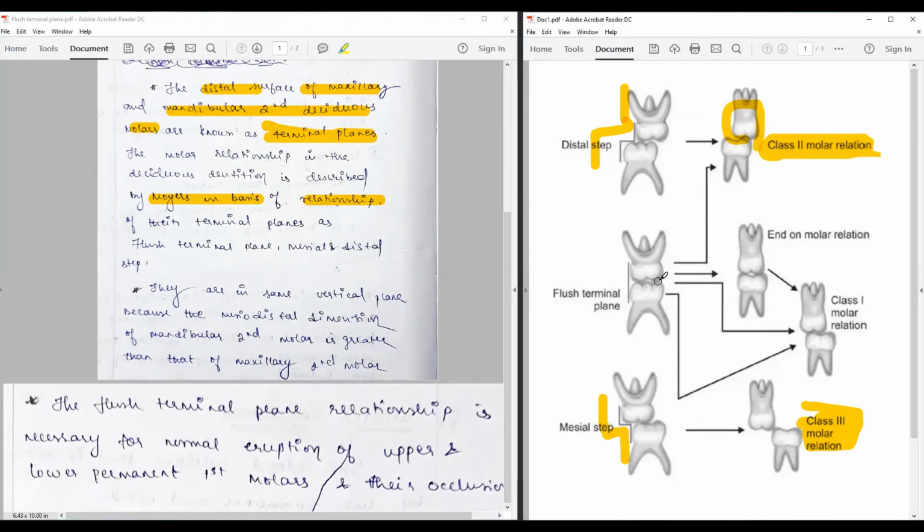So appropriate periodical treatment planning or visits during the mixed dentition phase is essential so that you can guide this emerging malocclusion or correct it then and there, so that the flush terminal plane serves as an indicator of how it can proceed.